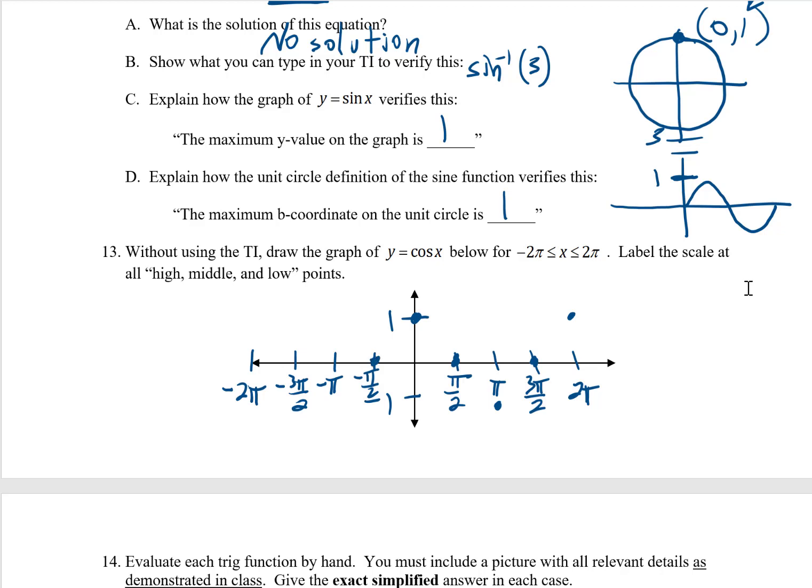So here would be another middle spot. Here's a low, and then a middle, and then a high. And then it's just a matter of connecting the dots, so it looks like that nice curvy cosine shape. This turns out to be 2 full periods of this function, and we've got all the scale marked at the high, middle, and low spots of the graph.